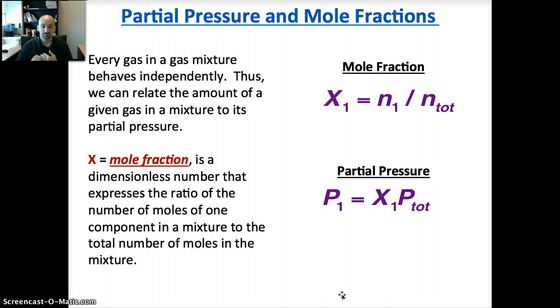Well, every gas in a gas mixture behaves independently. And so we can relate the amount of a given gas in a mixture to its partial pressure. This is just X1 is equal to N1 over N total, which is expressing the amount of a given gas as the ratio of the number of moles of one component, N1, and the total number of moles in the mixture. We call that the mole fraction, and then we can calculate the partial pressure of that one gas by multiplying the mole fraction times total pressure.